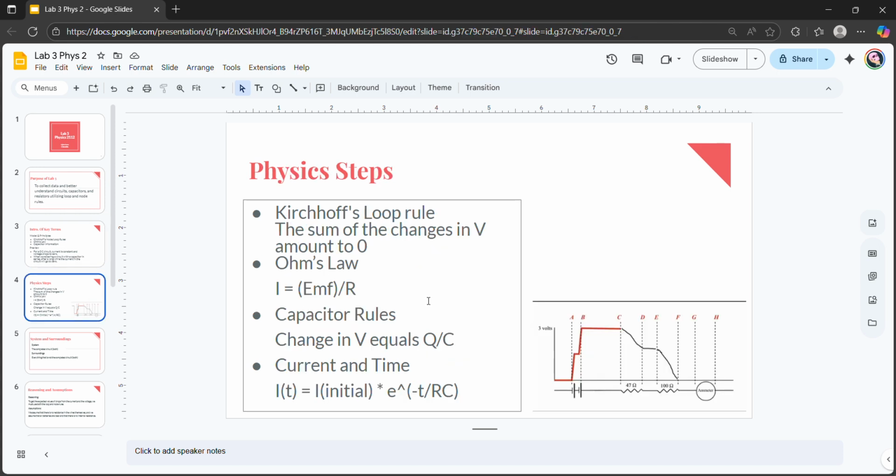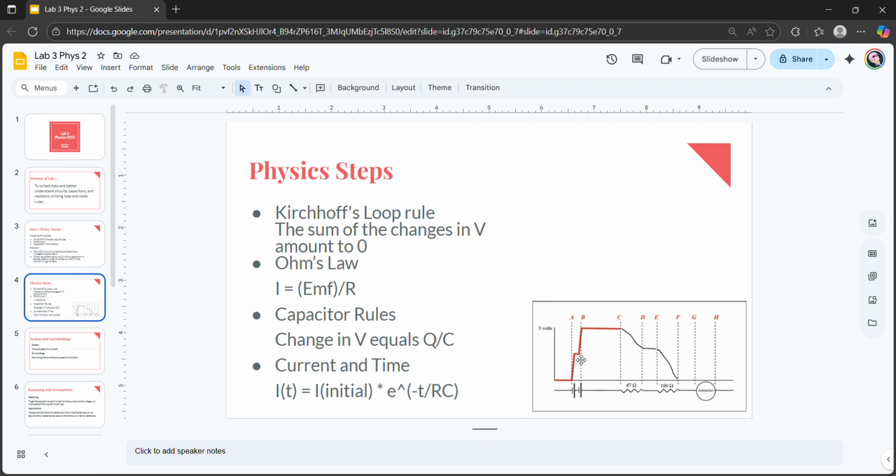Physics things. We're going to look at Kirchhoff's loop rule, which is that the sum of the changes in V all amount to 0. Ohm's law, I equals EMF over R. Current equals the charge that we have in the beginning, divided by resistance. Capacitor rules, the change in V is equal to the charge over the capacitance. And then current in time, the current at some time is equal to the initial current times all of that.